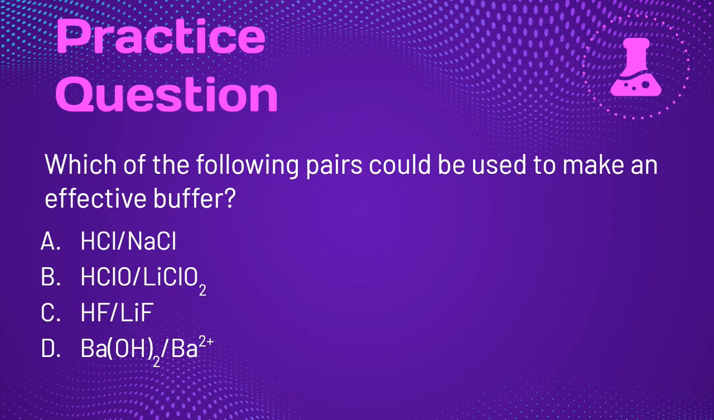Time for a practice question. Please read the question, pause the video, and check your answer. Which of the following pairs could be used to make an effective buffer? Okay, the answer is C.